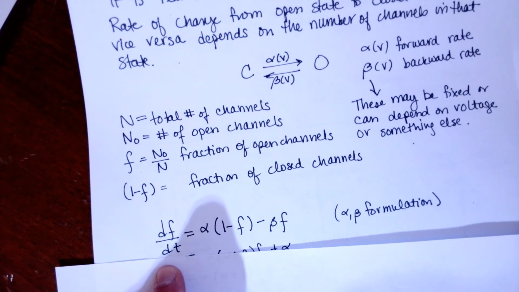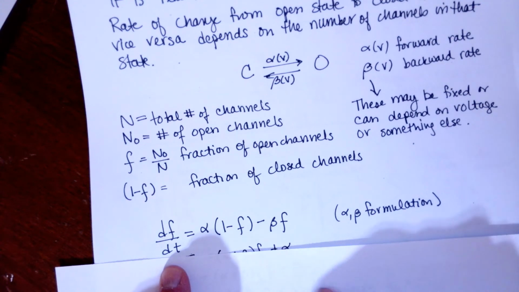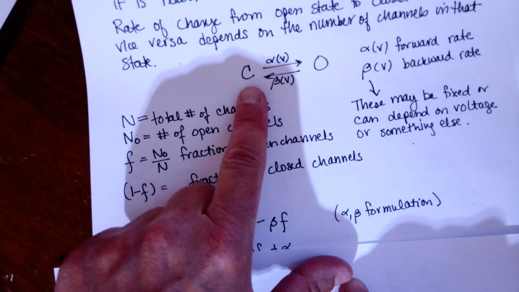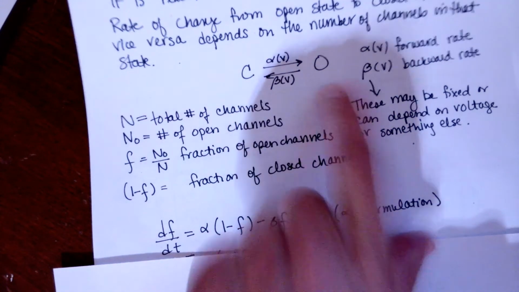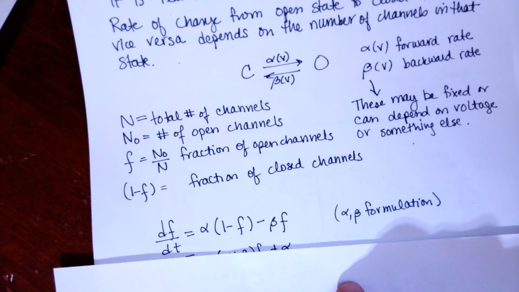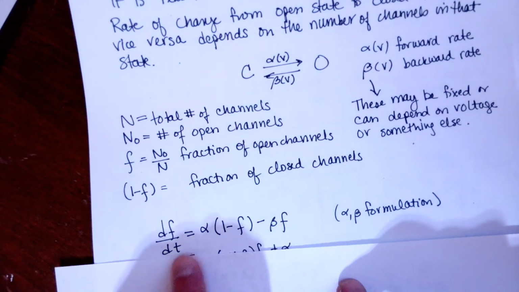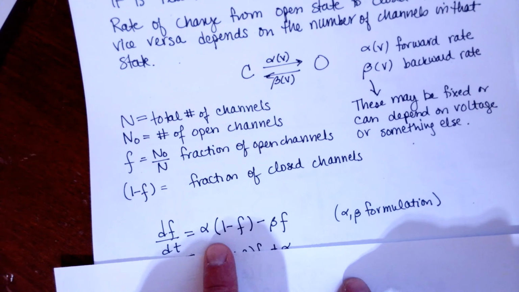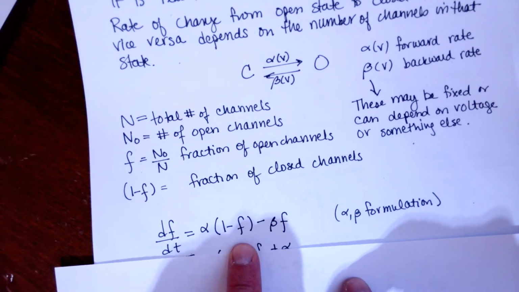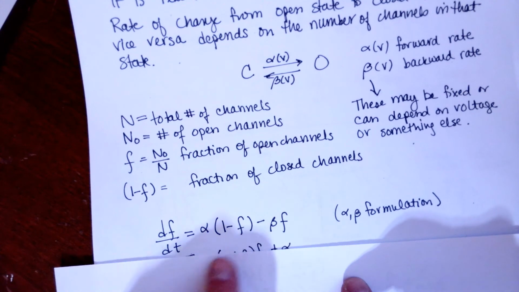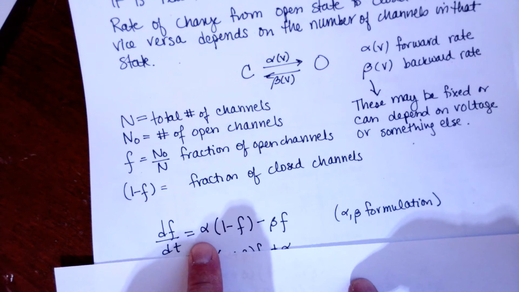So we want to see how the fraction of open channels will change over time. And there are only two ways it can change. One way that F can change is that we have closed channels moving to open, so F will increase. The rate for that happening is alpha. All right, so that's what we see here. This depends on the assumption we had that the rate depends on the number in that state. So the rate here is alpha.